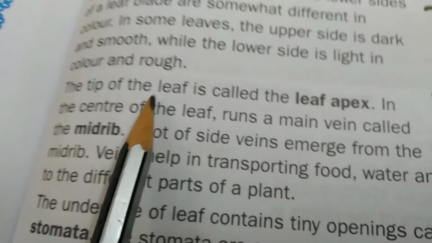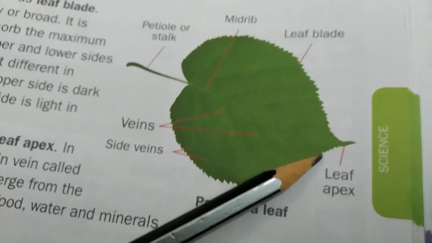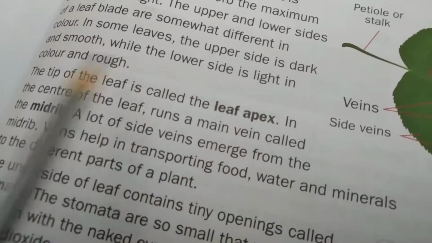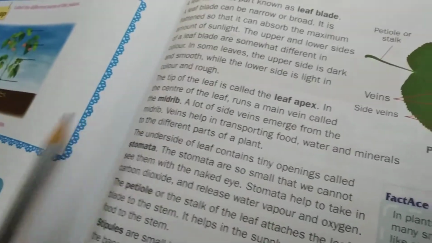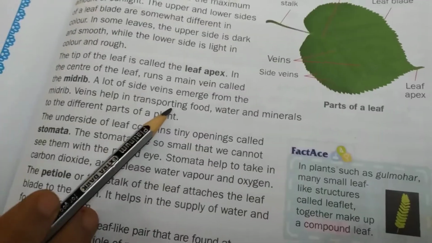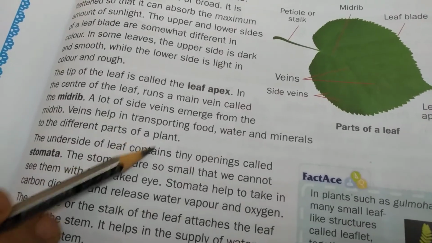Next, the tip of the leaf is called the leaf apex. Already we have explained the leaf parts. What is the tip of the leaf called? Leaf apex. In the center of the leaf runs a main vein called the midrib. A lot of side veins emerge from the midrib. Veins help in transporting food, water, and minerals to the different parts of a plant.